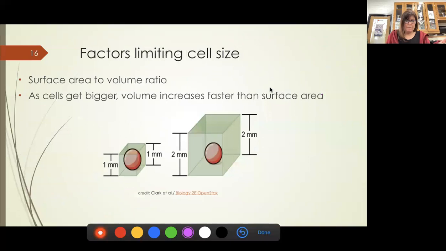So some of the things like I was talking about, factors limiting cell size, is that surface area to volume ratio. And here's a picture showing this. As the cell gets bigger, it's a greater distance to get out from the nucleus. And so it gets harder to move things in and out fast enough for it to maintain homeostasis. So that surface area to volume ratio is very much a limiting factor on how big a cell can get.